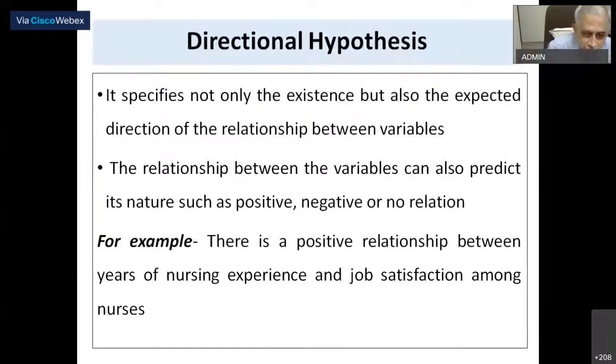So now to give an example, there is a positive correlation between years of nursing experience and job satisfaction among nurses. So you want to see whether the nurses' satisfaction is related to their years of experience or not. So you take nurses with different experiences and check how their job satisfaction is. You have to do a scoring system or some way of assessing the job satisfaction.